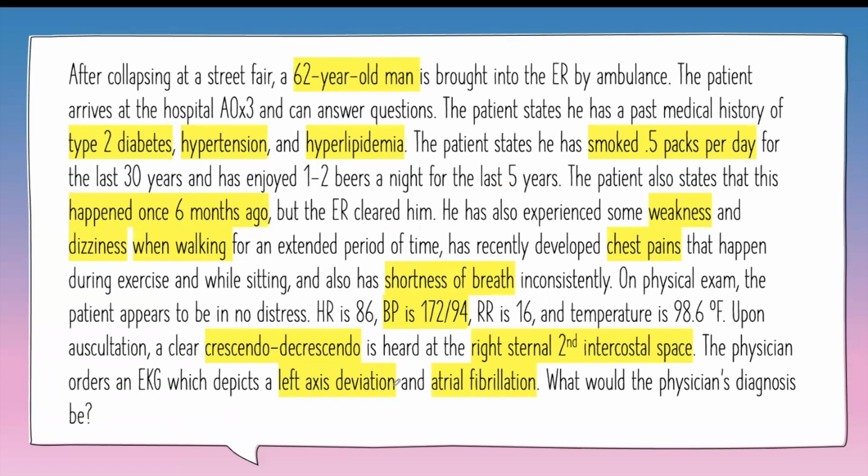So a couple things from this vignette that we're going to pull out. The man is 62 years old. He has type 2 diabetes, hypertension, hyperlipidemia, and has smoked. This happened 6 months ago, the syncope episode. He has some weakness and dizziness when walking, so on exertion. He also has chest pains that are during exercise and while not exercising, as well as shortness of breath that occurs on and off. His blood pressure is hypertensive at 172/94. And of course, like I mentioned earlier, the crescendo-decrescendo murmur, right sternal border, second intercostal space. There's also left axis deviation and atrial fibrillation. We'll get into left axis deviation shortly, as well as atrial fibrillation.